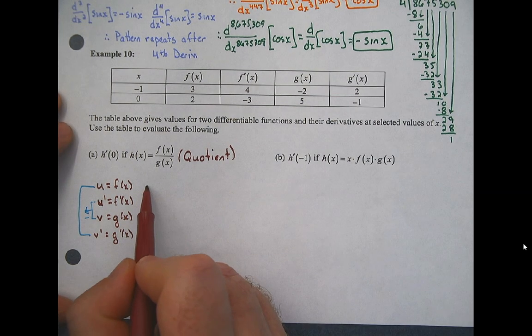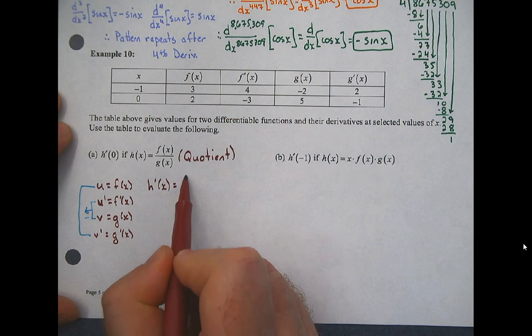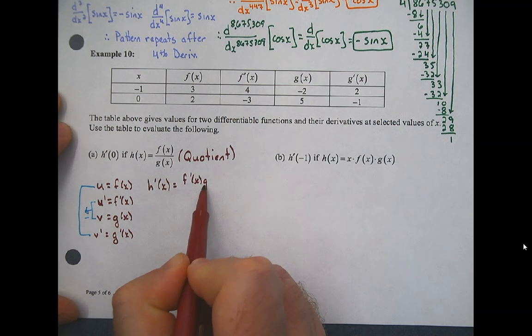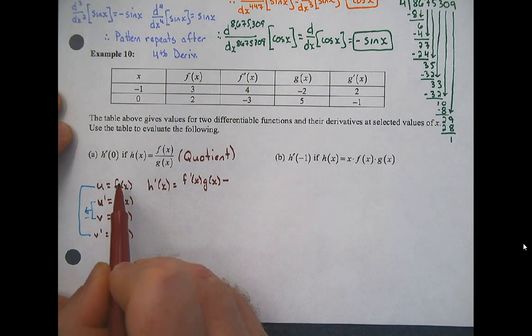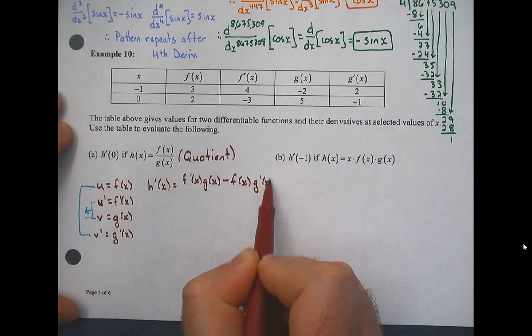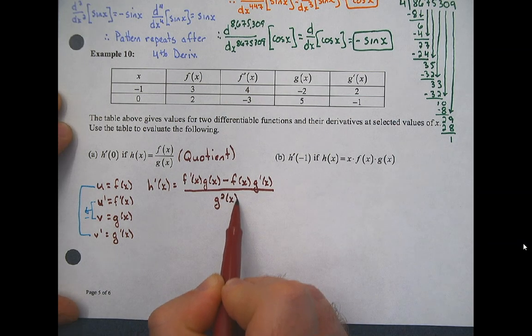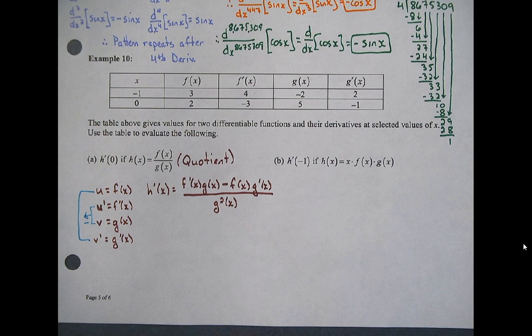So h prime of x is equal to u prime v, which would be f prime of x, g of x, minus uv prime, which would be f of x, g prime of x, all over g squared of x. Now, that's the derivative function for x. We now want to figure out what's happening at specifically 0. So now I'm going to plug in 0 for all these things.